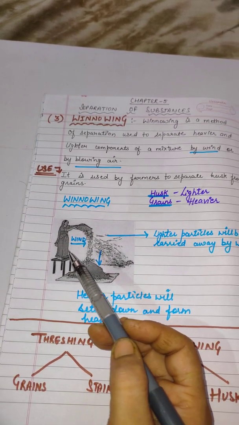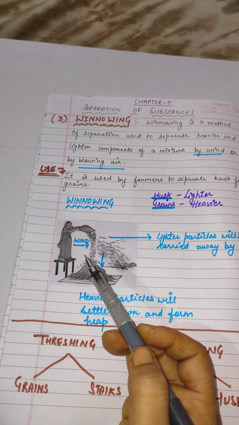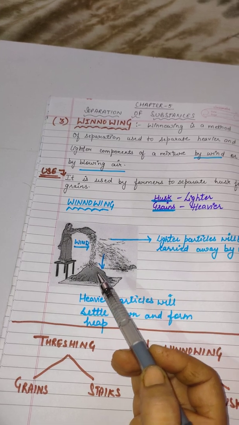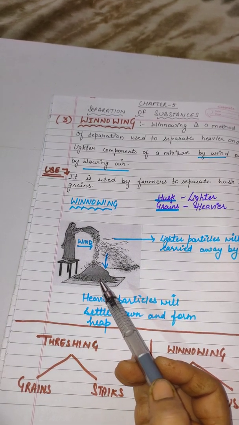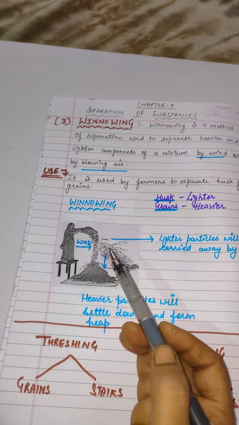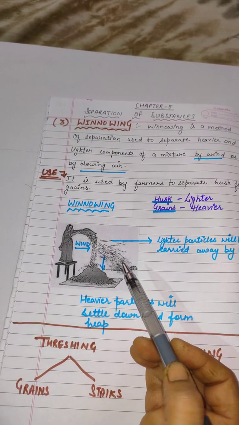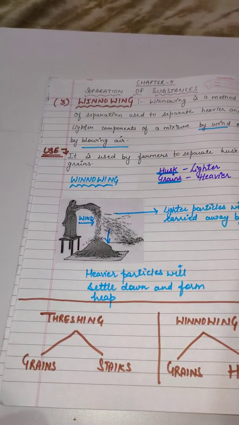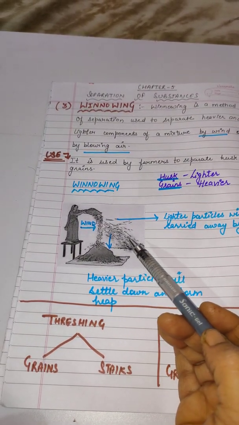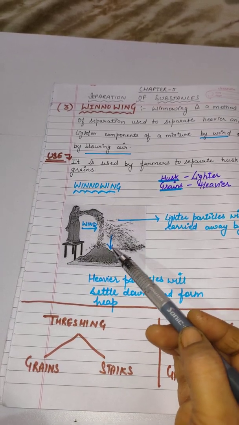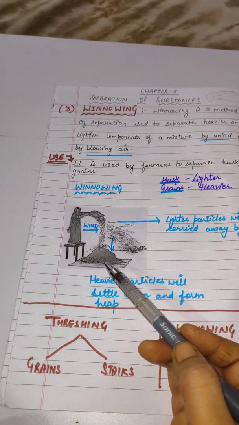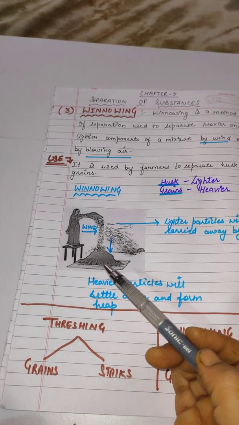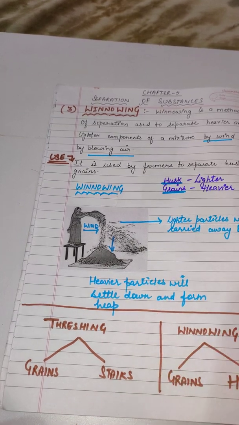When the wind is blowing in this direction, the heavier particles that are grains will settle down and form a heap, whereas the lighter particles are carried away by wind. So, can you say here the lighter particles are carried away by wind and the heavier particles settle down and form a heap. In this way, both the lighter particles and the heavier particles are separated out.